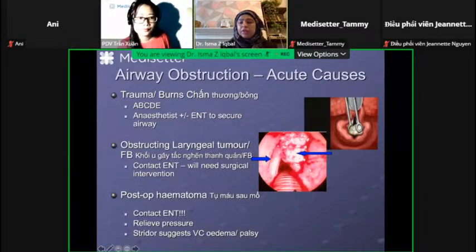So the two images that I've got up on the screen show you a foreign body at the top, and then the second image shows you laryngeal tumor.